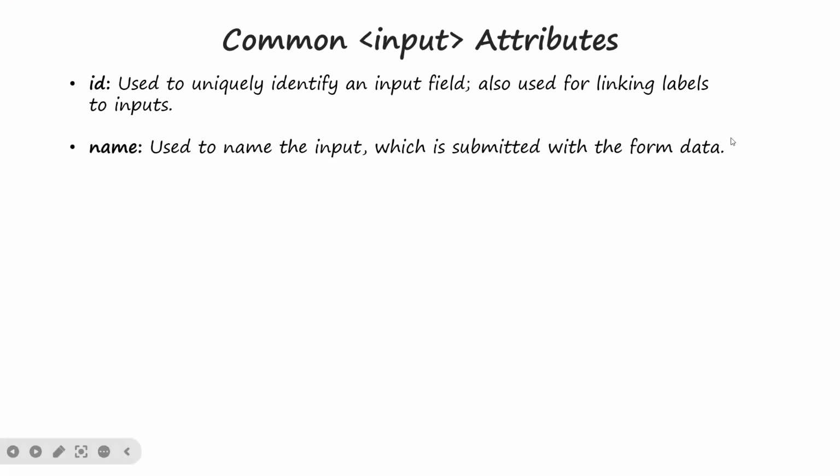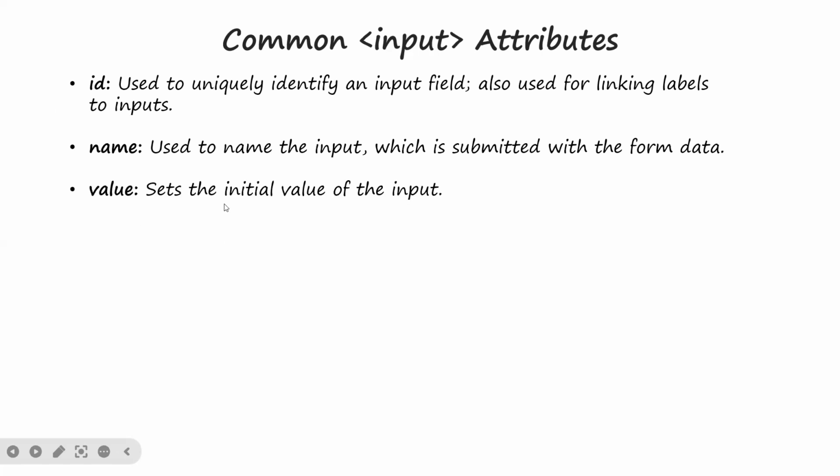Okay, we also have the name. Now this name is used to name the input which is submitted with the form data. So basically what we are concentrating on now is the input elements and their attributes. There's something we call form data, and we'll take a look at it in JavaScript when we talk about the form data API. Linking labels to inputs, we'll talk about it when we start talking about labels. But these are the attributes and these are the common purposes.